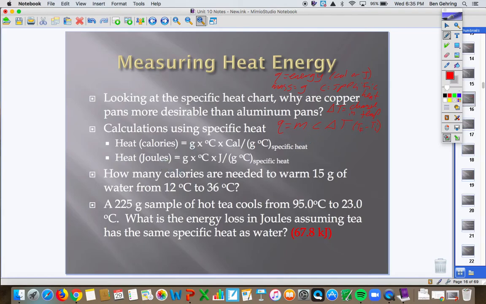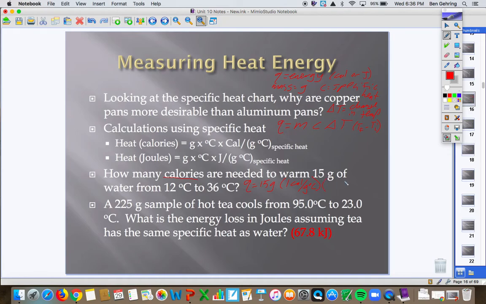Here we go. How many calories are needed to warm 15 grams of water from 12 degrees Celsius to 36 degrees Celsius? So I have Q equals mc delta T. Q is what I'm looking for. M is going to be 15 grams of water. C, the specific heat of water, from that last page, we know is, I'm looking for calories, 1 calorie per gram degrees Celsius.